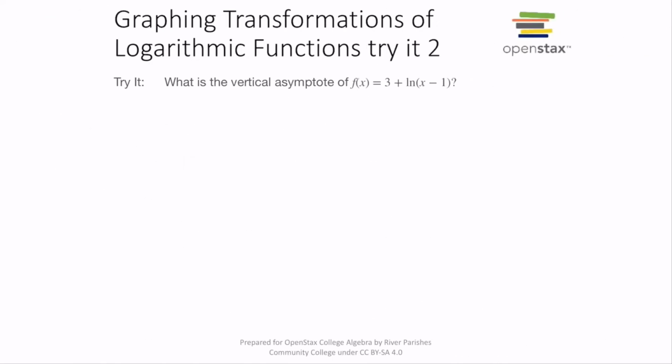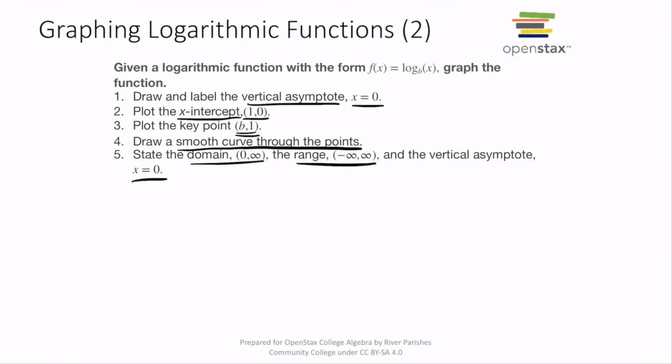So use the same principle now. Pause the video here and try to solve this problem. They are asking you for the vertical asymptote. How would you find the vertical asymptote here? Is to substitute x equal to 0. So remember that the asymptote here is x equal to 0.